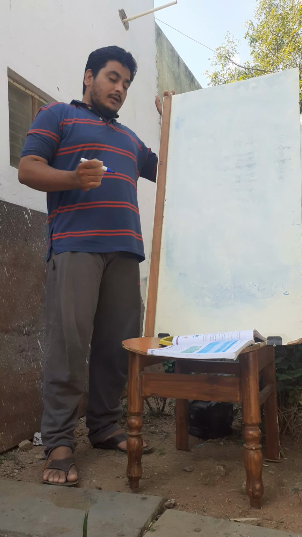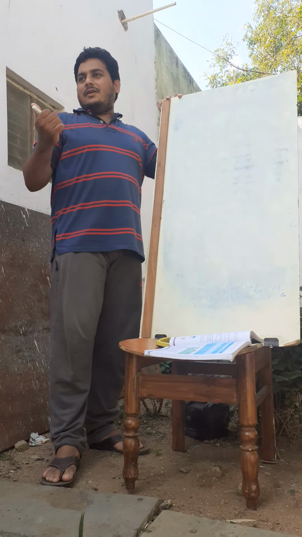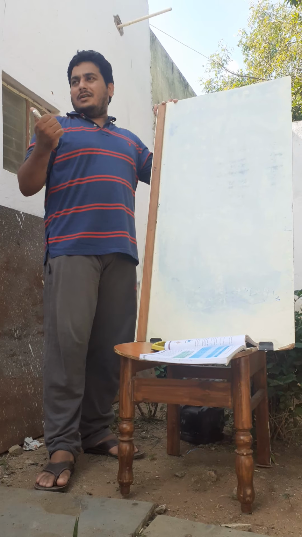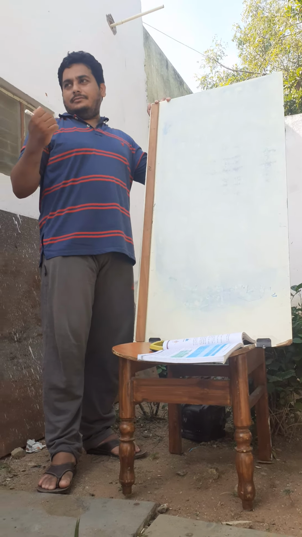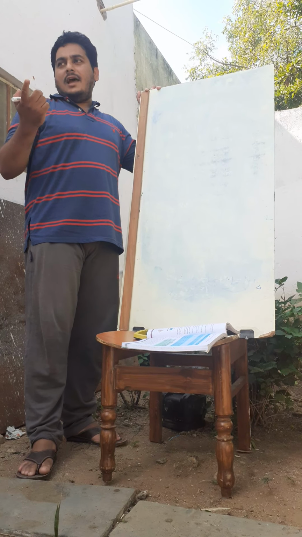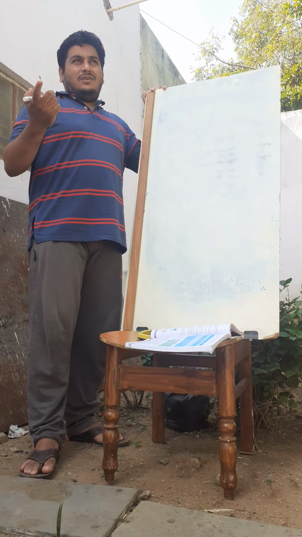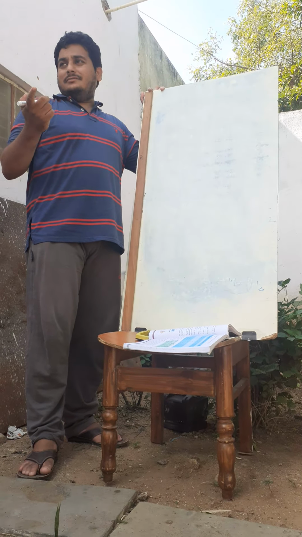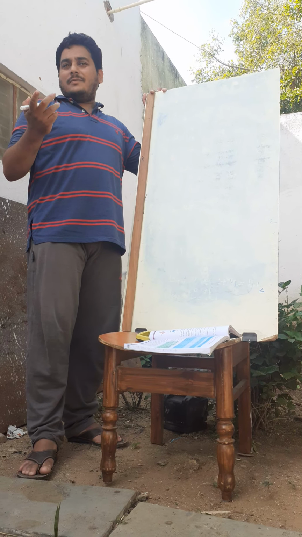Okay. In the last class, we started with the four quantum numbers. I told you about the first quantum number, the principal quantum number. The second is the angular momentum quantum number. The principal quantum number was set by Niels Bohr, and I gave you an explanation about that.